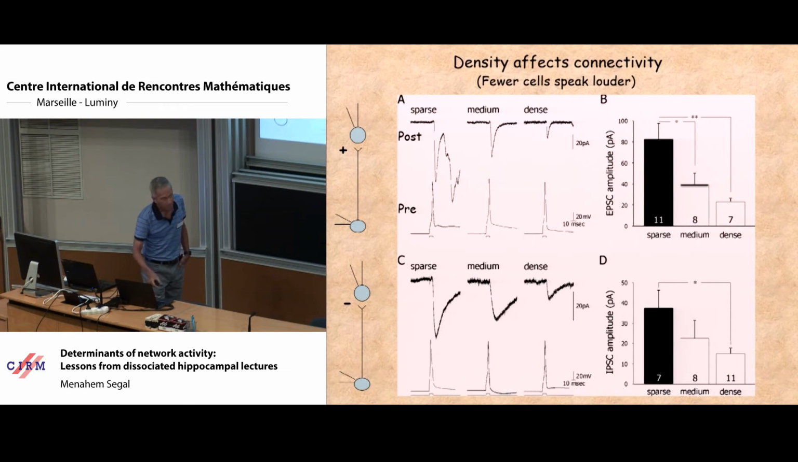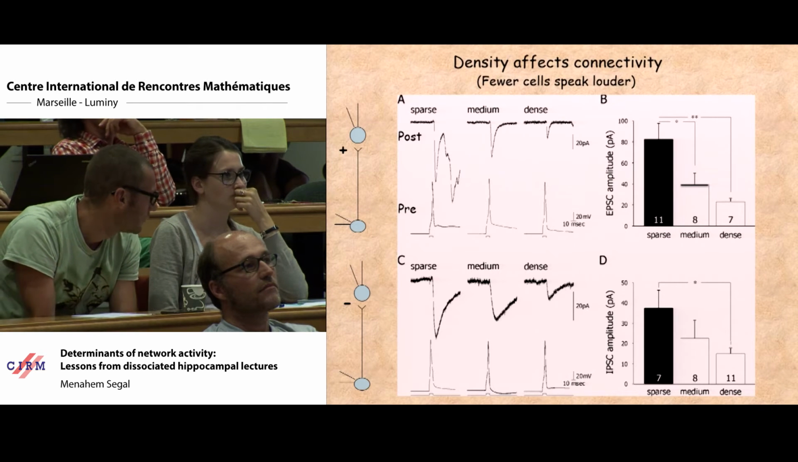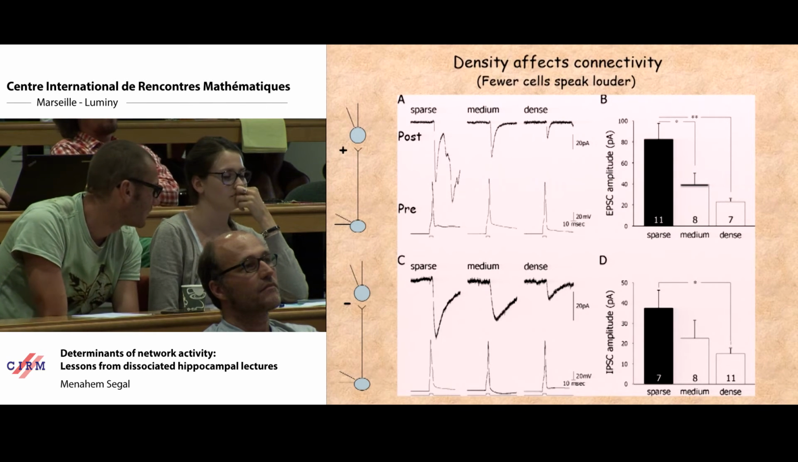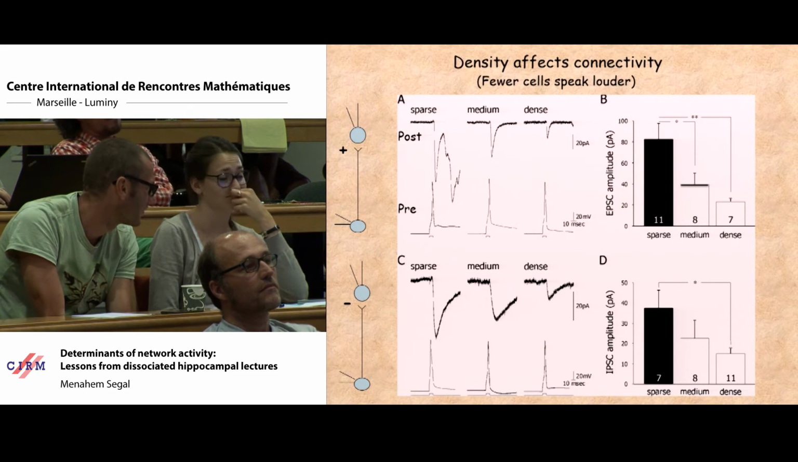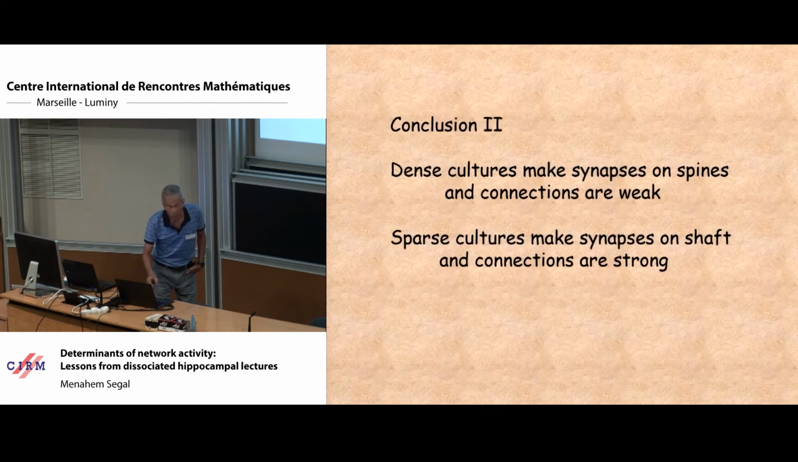What does it mean? If we look at connectivity between cells in the sparse and the dense network, when we stimulate one cell and record from the other one, we can get a very large response in the sparse network, and much smaller response in the dense network. And this is for excitatory, this is for inhibitory connectivity. So dense networks have smaller synapses.